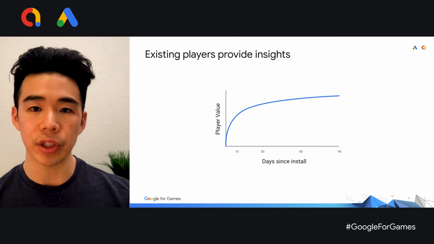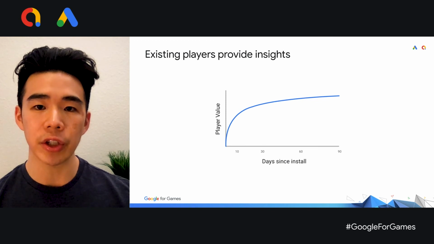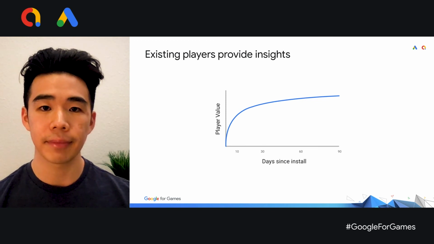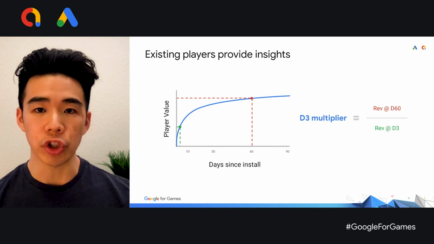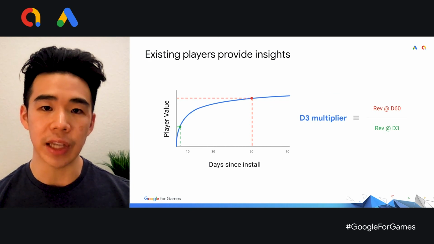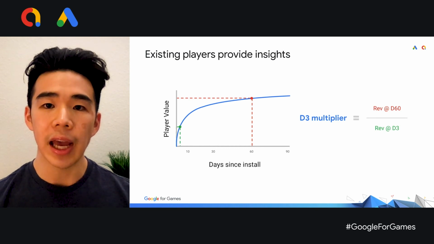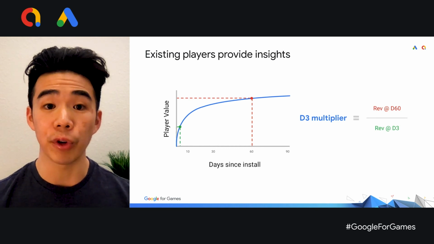Here's an example LTV curve that shows what an average player's LTV might look like as they spend more time in your game. To build our prediction, we can compare LTV for day 3 versus LTV of day 60, for example, and use this to quickly estimate the full LTV of a user.